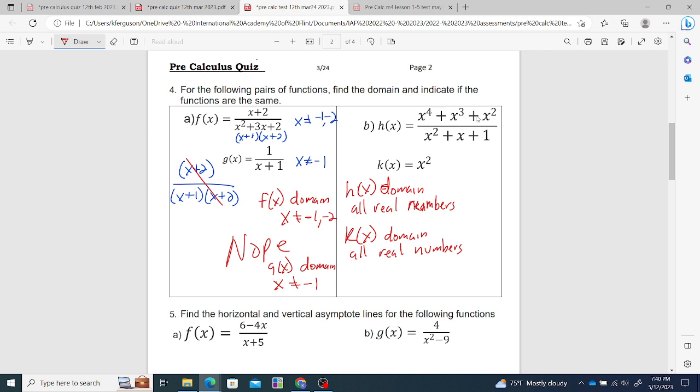Now I'll look if I can reduce the top function to become the second one. Well, if I look at the top, I can pull out an x squared. See? Every one of these terms has at least an x squared in it. So let's put it down here. If I pull out an x squared, what am I left with? Well, x to the fourth, you're left with x squared. X to the third, I'm left with x. And then x to the second, I'm just left with 1.